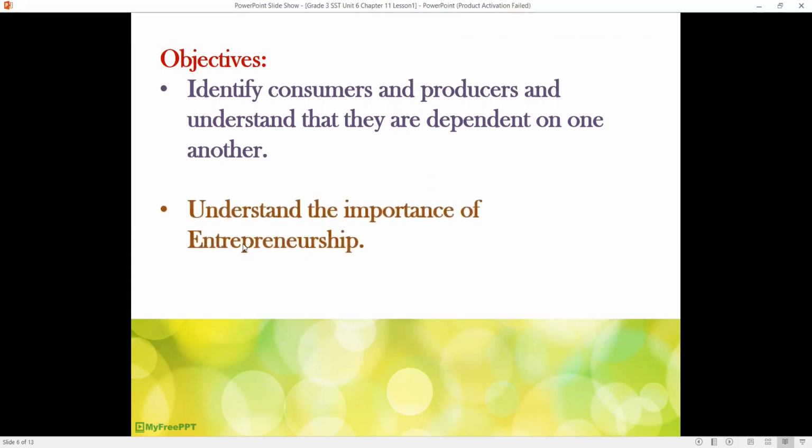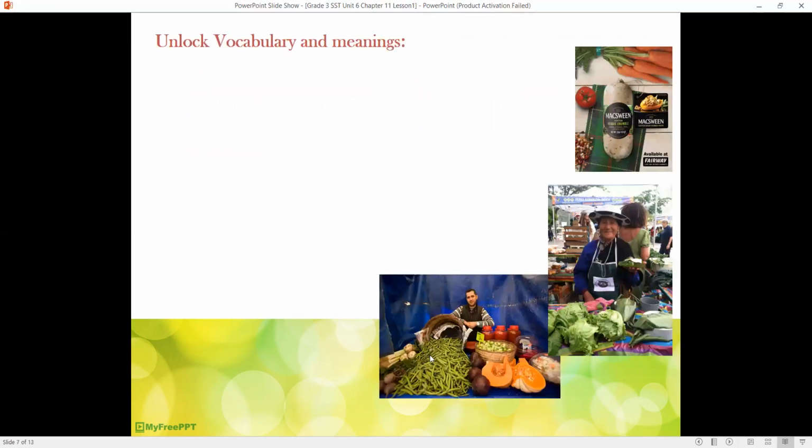Next one is to understand the importance of entrepreneurship. Again, this is a big word, right? So I'm going to explain it a little more for you in the vocabulary words. Next, the objective is to explore the world of work. Okay, let's unlock the vocabulary words and meanings.